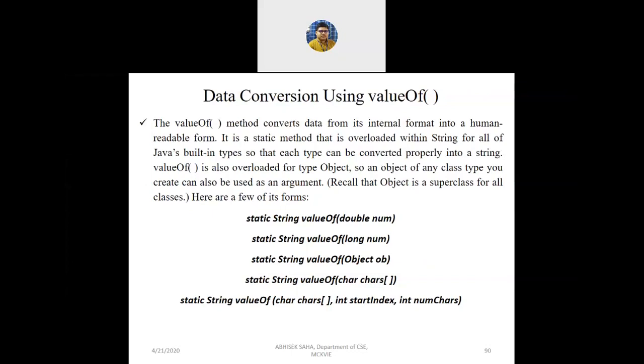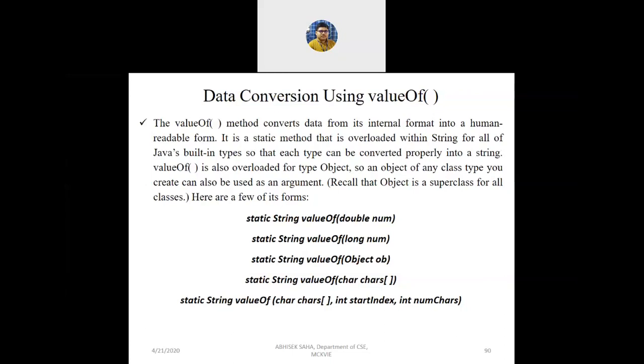valueOf is also overloaded for type Object. So an object of any class type you create can also be used as an argument. Recall that Object is the superclass for all classes. The type signature of this valueOf method is given.